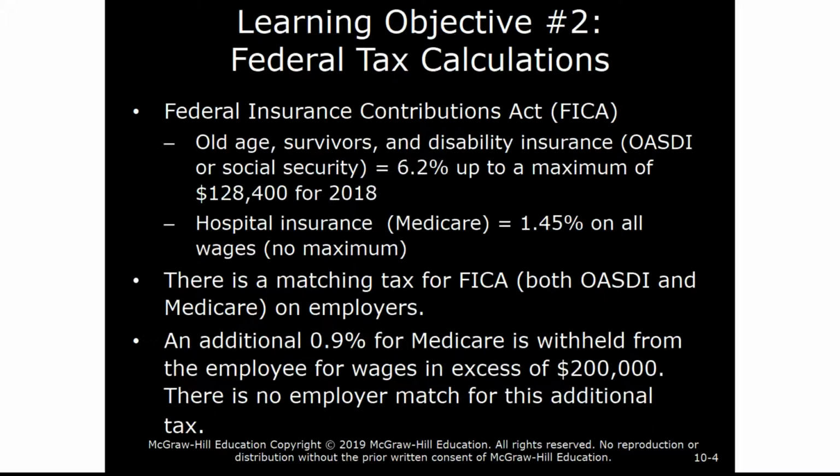I mentioned there was a match, of course, by the employer for these two types of taxes, and then an additional 0.9% for the Medicare is withheld if the employee has wages in excess of $200,000. There is no employer match on this additional tax, however. This is only imposed on the employee.